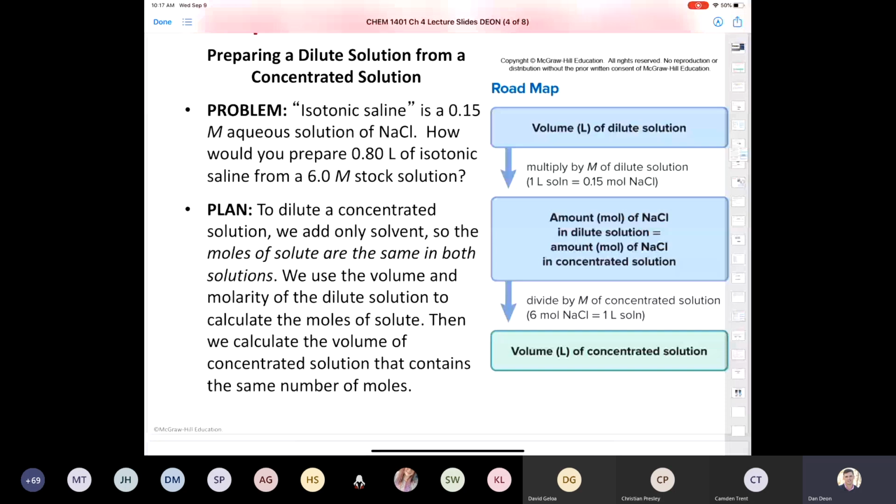So look, this is something that is very commonly done in lab. It says here, isotonic saline is a 0.15 molar aqueous solution of sodium chloride. How would you prepare 800 milliliters or 0.8 liters of an isotonic solution or isotonic saline from the 6 molar stock solution? So you remember how you bought the orange juice and it was more concentrated? A stock solution is more concentrated, right? You want to go from this concentration to this concentration, which is lower. What is the formula that we're going to use to do this?